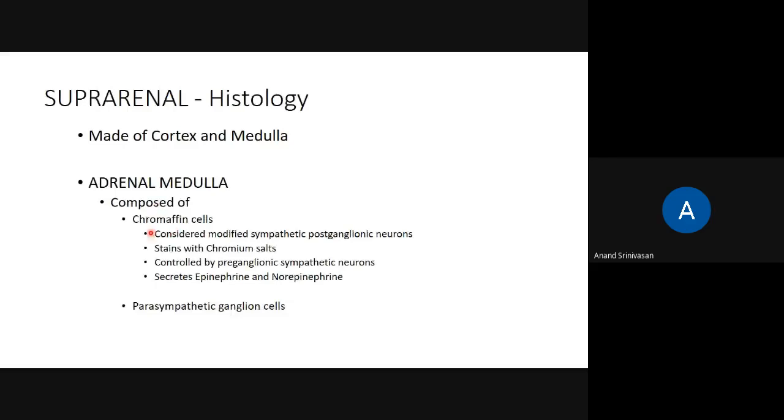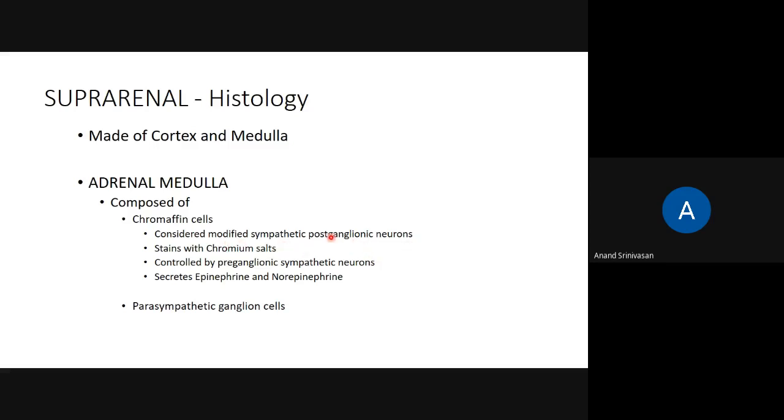So what are the functions of these chromaffin cells and why are they named so? They are named chromaffin cells because they get stained with chromium salt. When you add a chromium salt and look under the microscope, they give a different color. That's why they are called chromaffin cells. They are considered modified sympathetic postganglionic neurons.